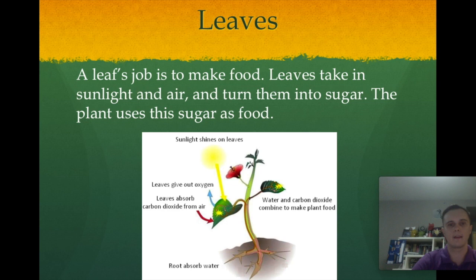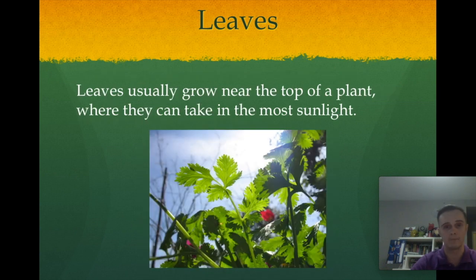So leaves take in sunlight and air from the environment around them, and inside the leaf, they turn that into sugar. We talked about this a little bit last year. Hopefully you remember, some of you might remember, that this is called photosynthesis. When a plant makes its own food in its leaves by collecting sunlight and air, that is photosynthesis. It makes sugar, and the plant uses the sugar as food.